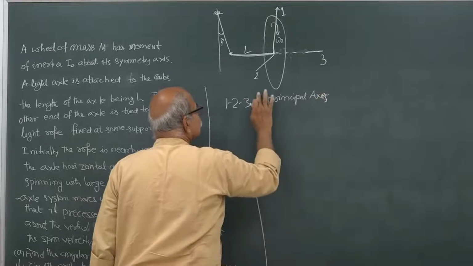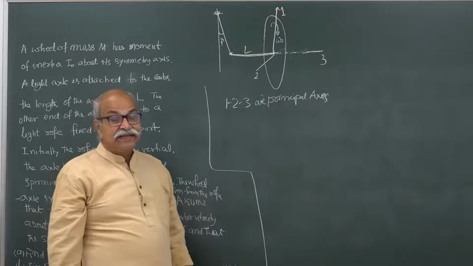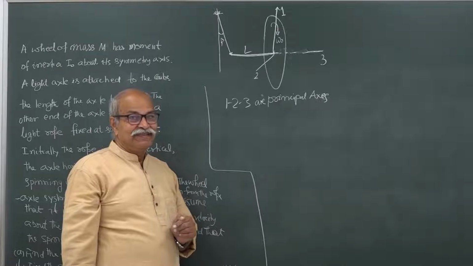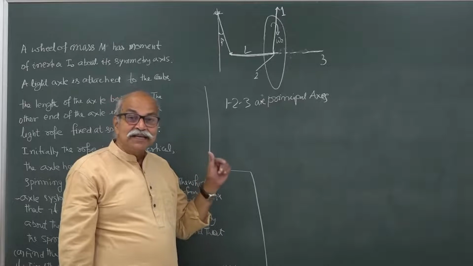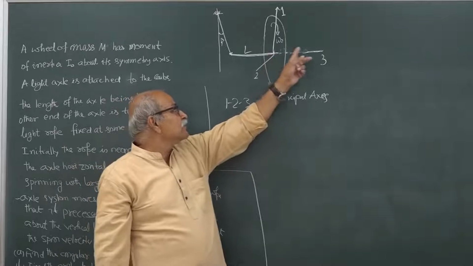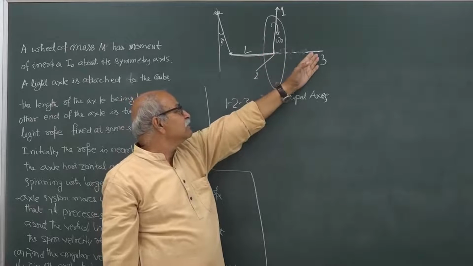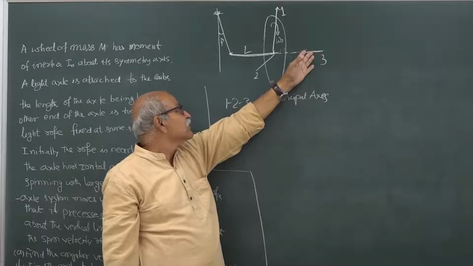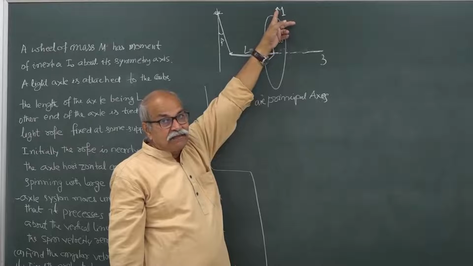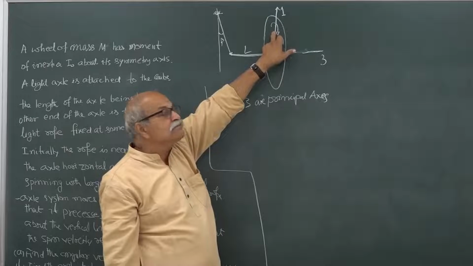1, 2, 3 are principal axes, but they are not fixed in the body. It is not a body fixed frame. Why? 3 is all right, all the time it is normal to the plane of the disc, so this is fixed. But this I am saying is vertical, and at different times different radii will come here.